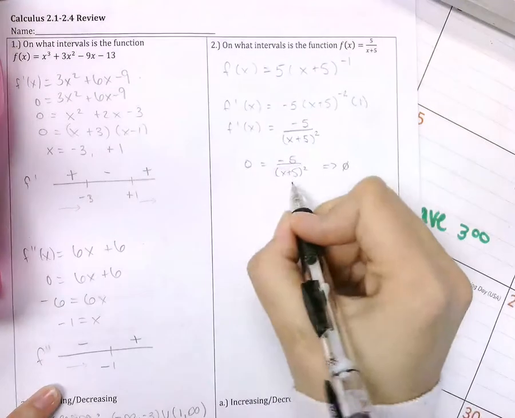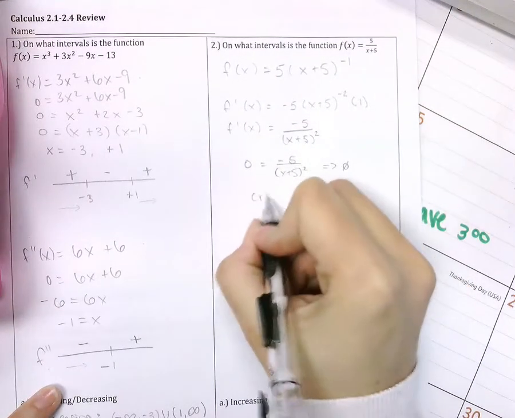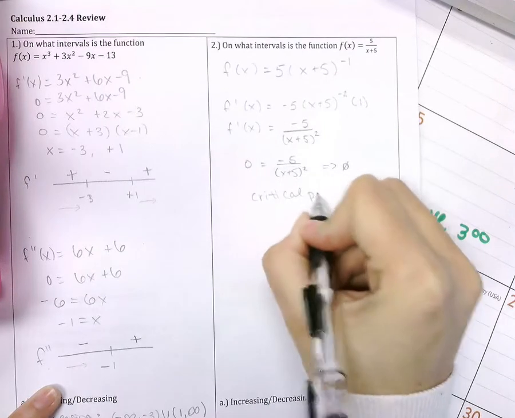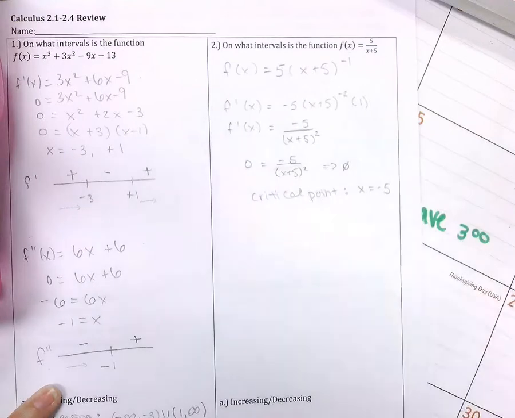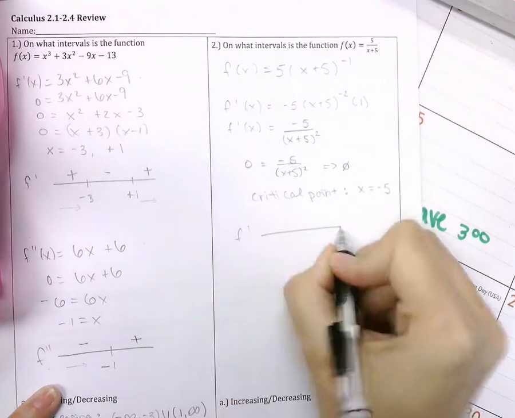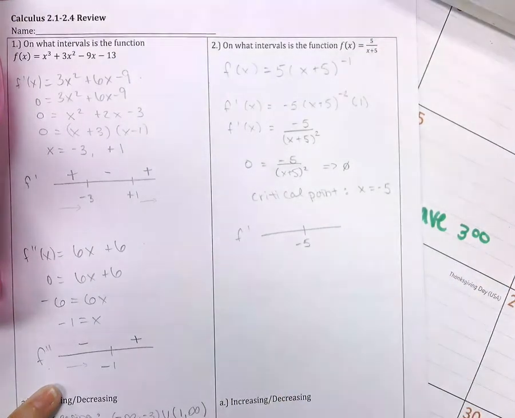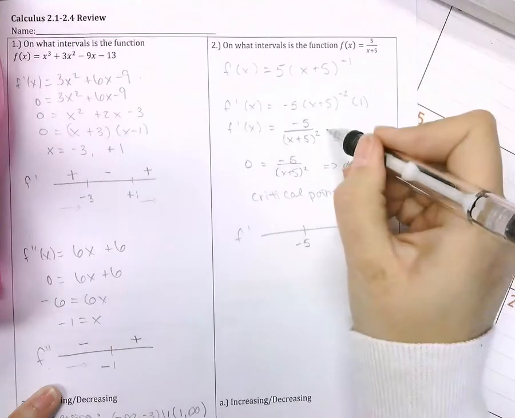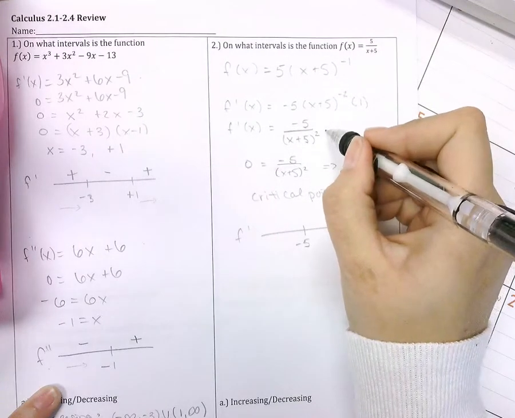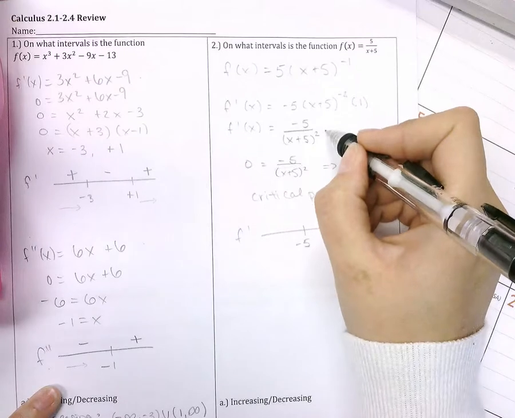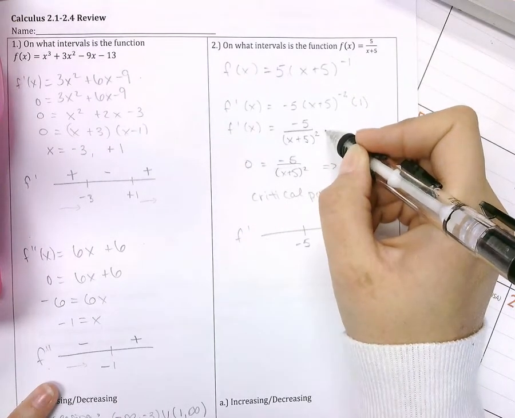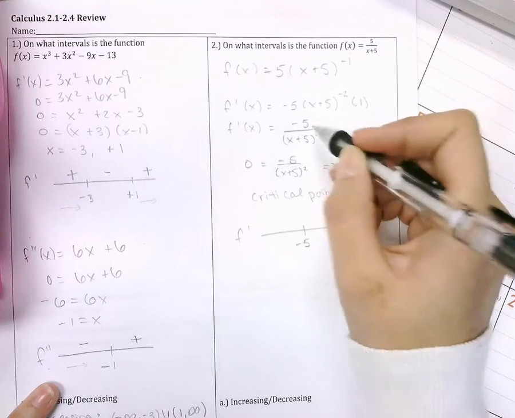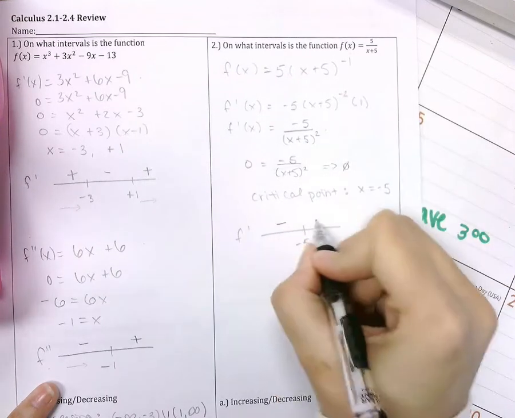So this is not solvable, but that doesn't mean we don't have critical points. It's negative 5, right? Yeah. So anywhere the derivative doesn't exist, that is what you're putting in your test. And remember, you're plugging this into the first derivative. So this is actually going to be negative everywhere, because the denominator is always positive because it's squared, and the numerator is always negative, so this is decreasing everywhere.